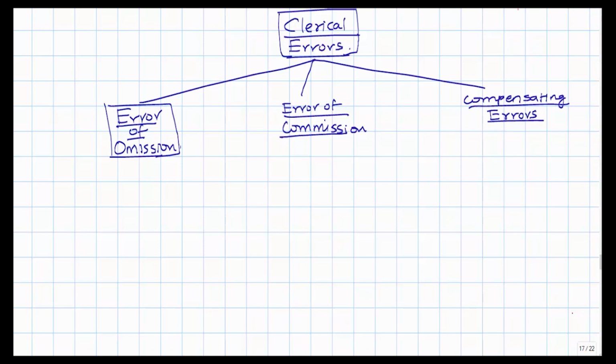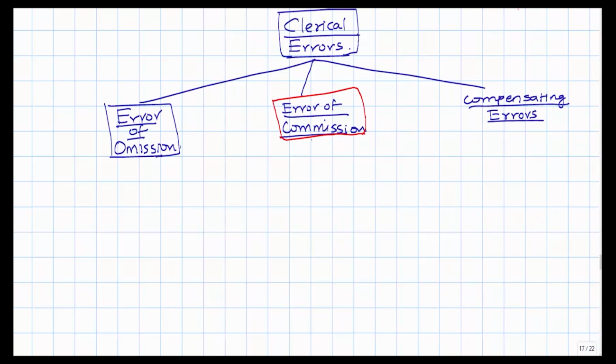Now let's focus on error of commission. So what is this error of commission? This error would arise because of what is known as a wrong recording, or it may be on account of wrong posting, or it may be on account of wrong casting, wrong carrying forward. So going by this, you can classify this error into four types.